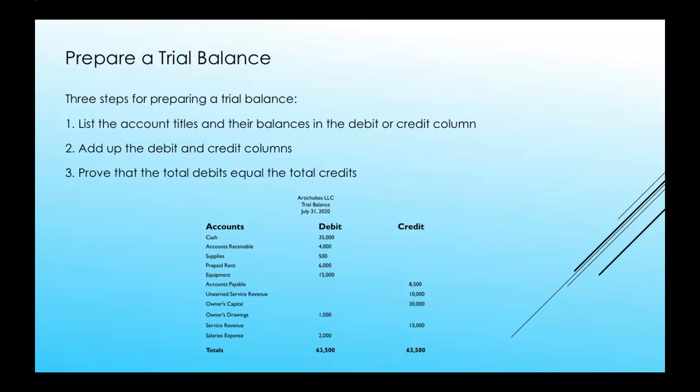And then if we look more closely at just the assets, your assets are listed in order of liquidity. That's how quickly you can turn an asset into cash or how quickly you're going to use up that asset.